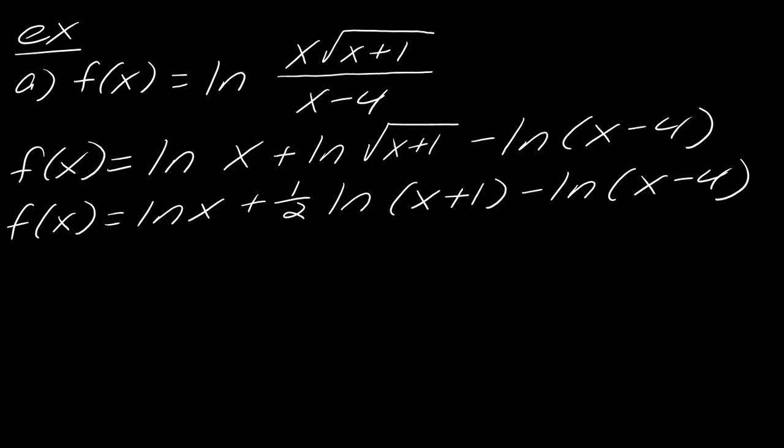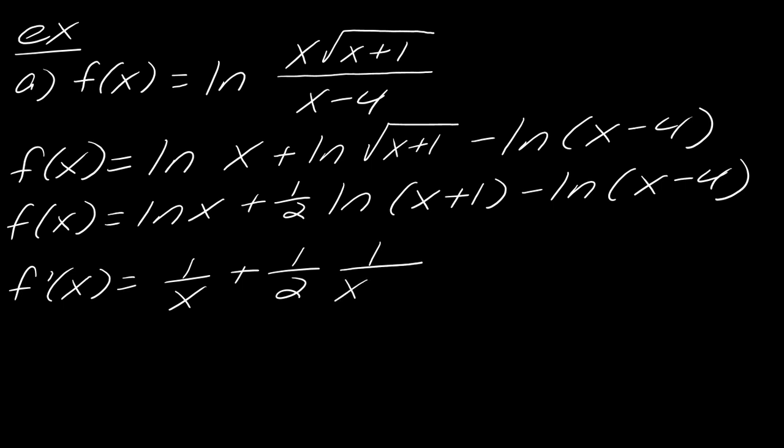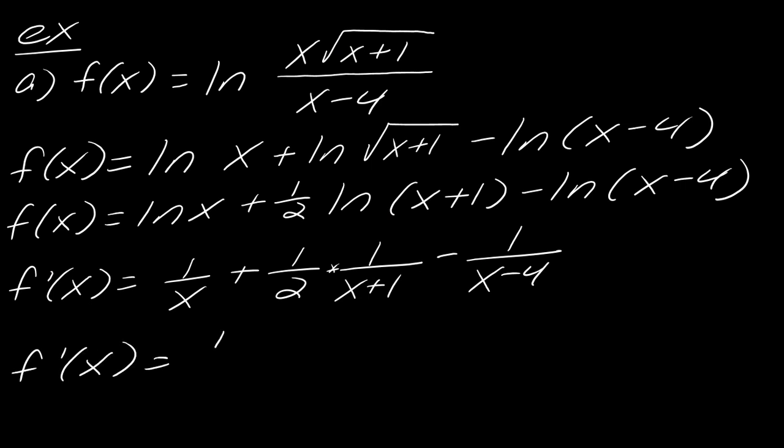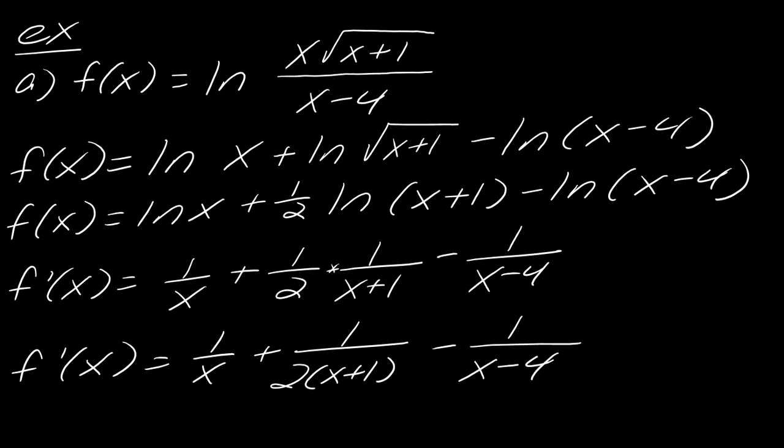And so now I can take the derivative of this, and I think that's going to be way more straightforward. The derivative of the natural log of x is 1 over x, and then I've got 1/2 times 1 over x plus 1, and we're using the chain rule here, so the derivative of x plus 1 is just 1, so I'm not going to write times anything. And this will be 1 over x minus 4, and this has the same thing. The derivative of x is just 1, so I can write this as is. So my final answer then will be 1 over x plus 1 over 2 times x plus 1 minus 1 over x minus 4.